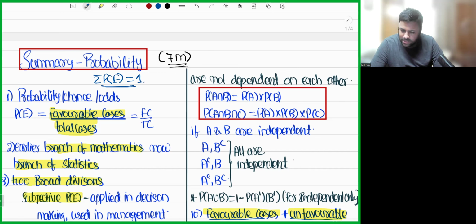Then we understood random experiment, and then outcomes of a random experiment. Any activity you perform randomly, or an activity where outcomes occur randomly, is called a random experiment. The outcomes of this random experiment are called events.